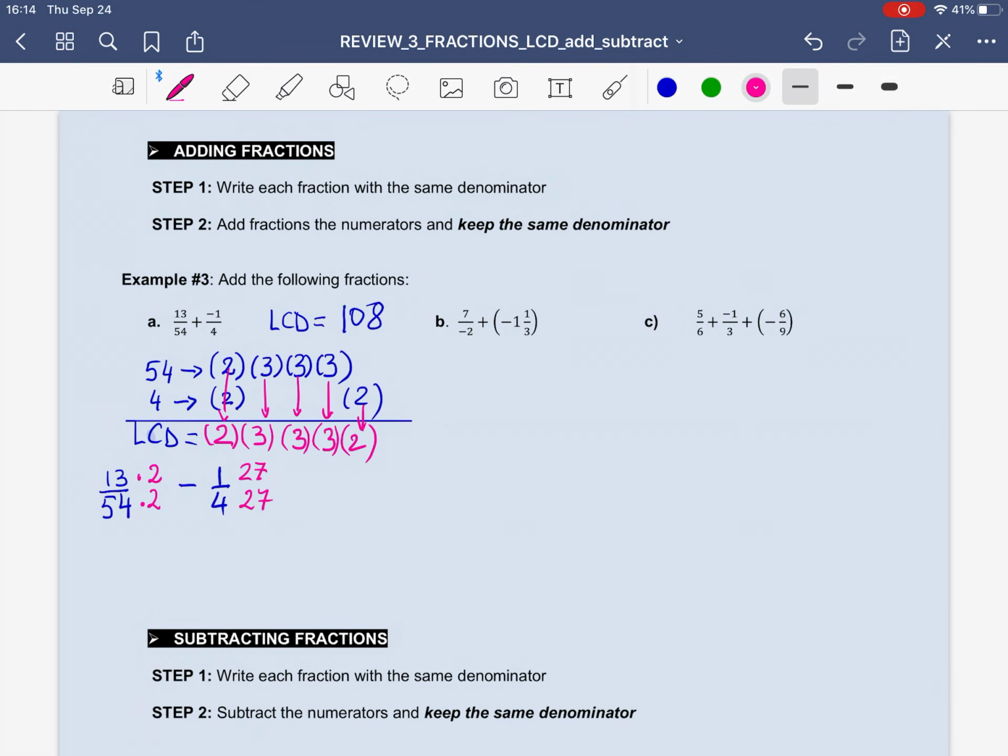So 13 times 2 is 26, divided by 108 minus 27 over 108. Now this is how we subtract these 2 fractions. So when we subtract, we subtract just the numerator, so 26 minus 27, and we keep the same denominator, 108. So that's negative 1 over 108.